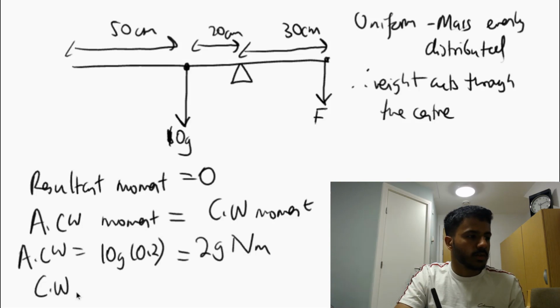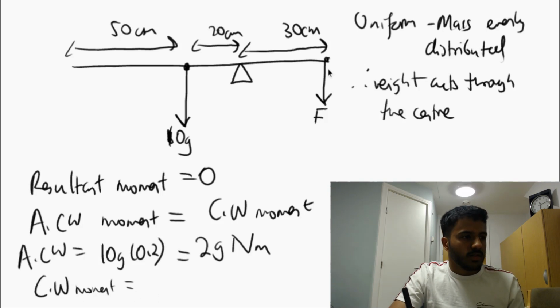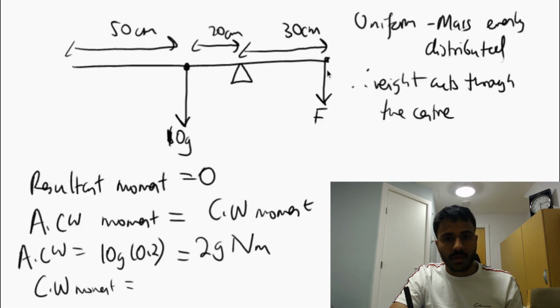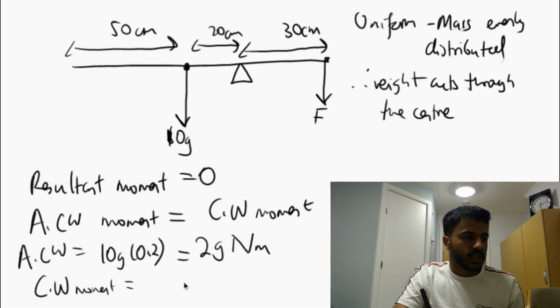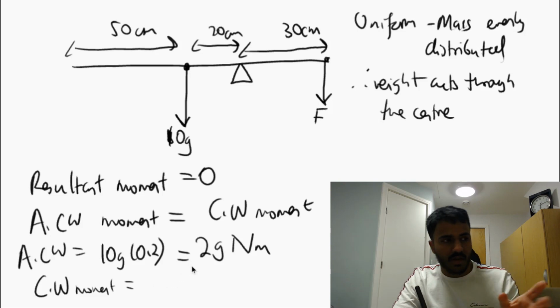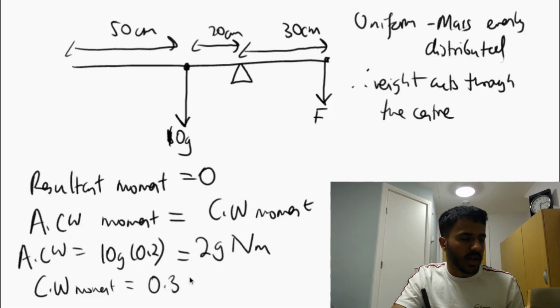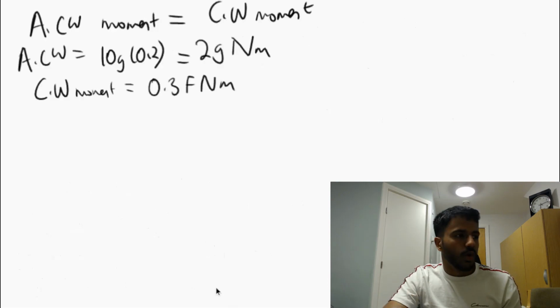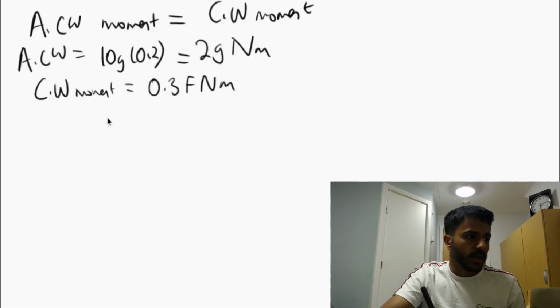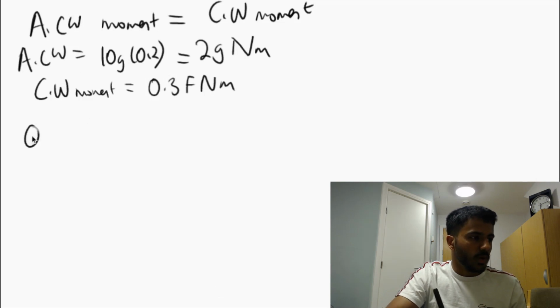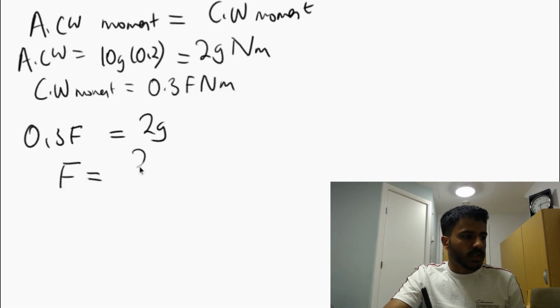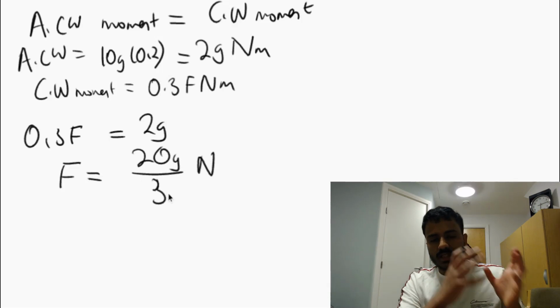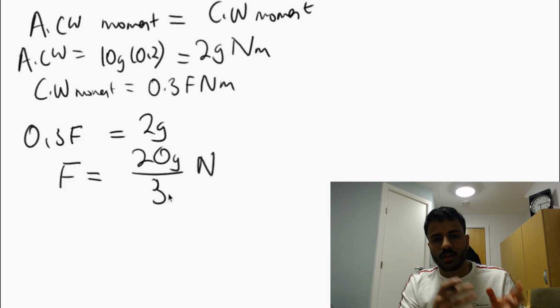And this clockwise moment, well, is given by this force here, and that's at 0.3 meters away from the pivot. So we can say that the clockwise moment given by this force F is 0.3F Newton meters. And based on this law of anti-clockwise moment equals clockwise moment, we can therefore say that when they're equal, 0.3F is equal to 2g. So we can say that F is equal to 20g over 3 newtons. So in order to balance the moments in this case, I would need a force of 20 over 3 g.